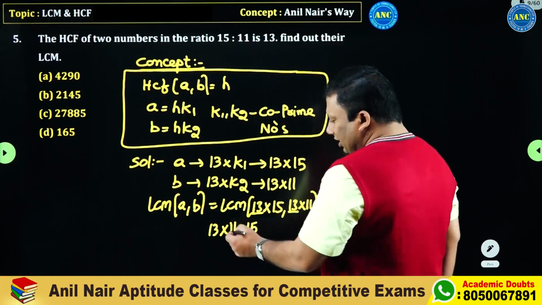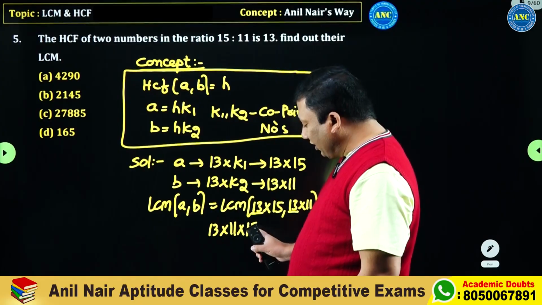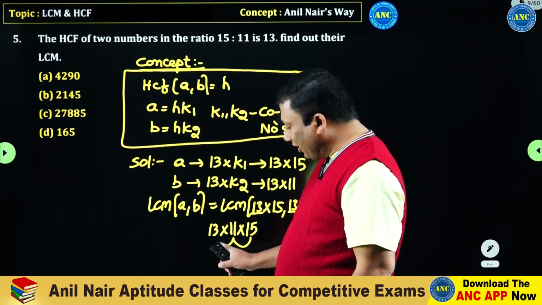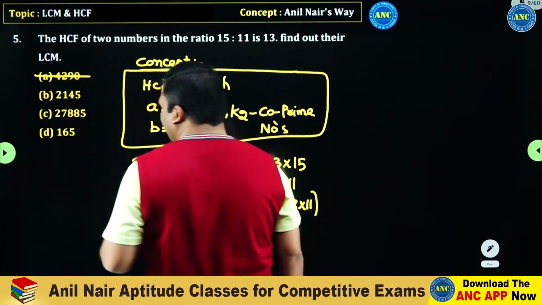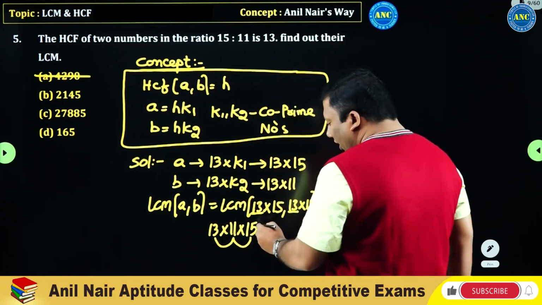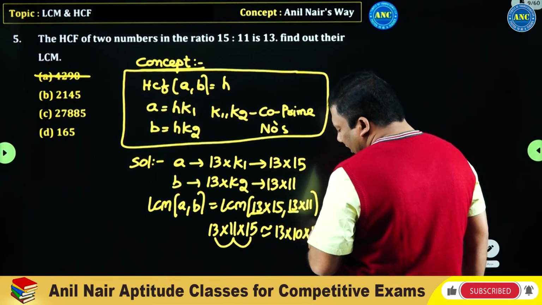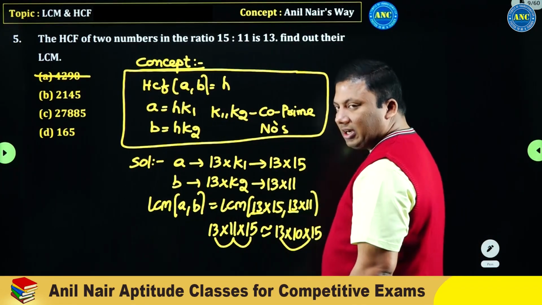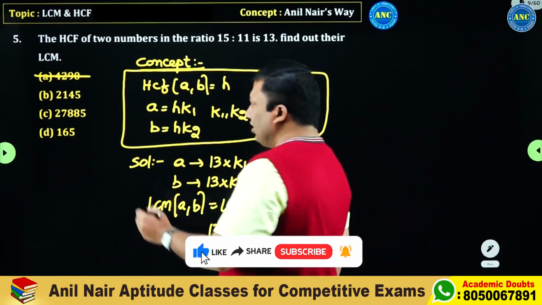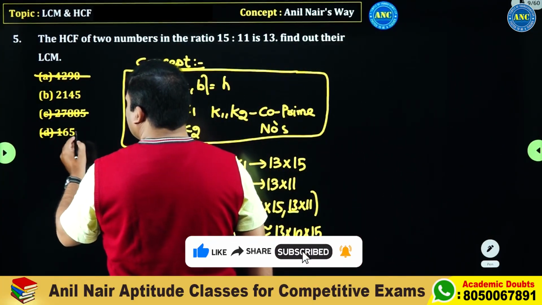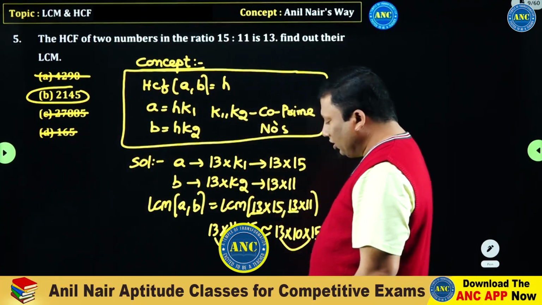See, you can do it in multiple ways. 13 is an odd number, 11 is an odd number, 15 is an odd number. 15: 5 ones are 5, 5 threes are 15, so the answer should end with 5. If I approximate 11 to 10, 10 into 15 is 150, and 150 into 13 is 1950. The answer should be just greater than 1950. This cannot be, this cannot be. The answer has to be 2145.